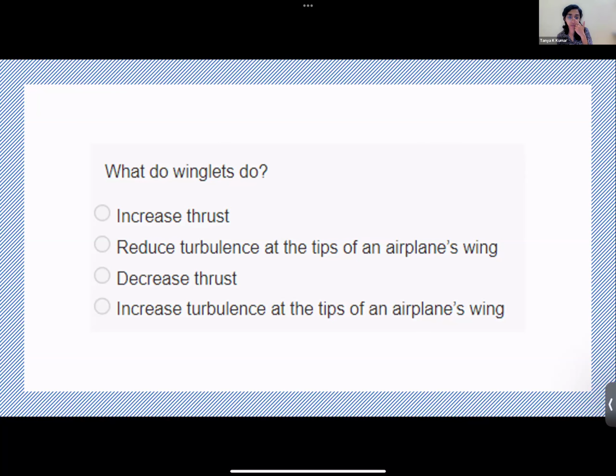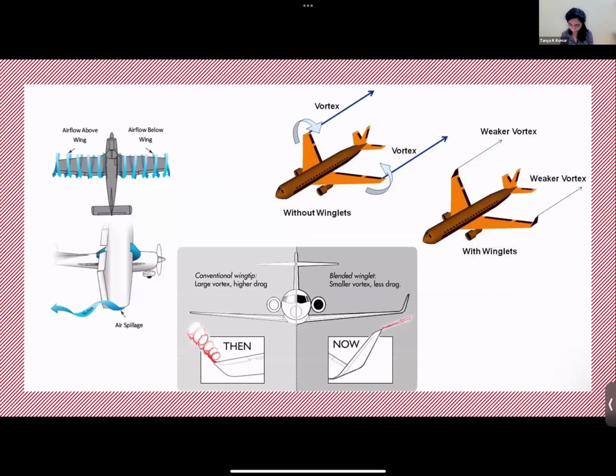Okay, now let's get back to this question. What do winglets do? Reduce turbulence at the tips of an airplane's wing. Correct. So what happens usually is that the flow from under the surface of the wing and above the surface of the wing interact at the wingtip, and there are large vortices formed, which in turn gives you a reduction in the lift. So they interact at the wingtips and it gives you this vortex which travels downwards towards its tail, and it causes a disturbance in the flow, reduction in lift.